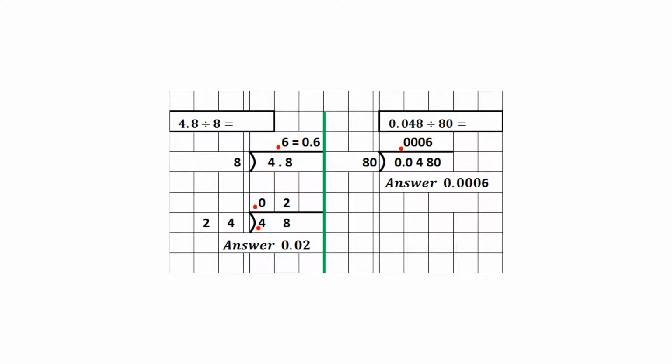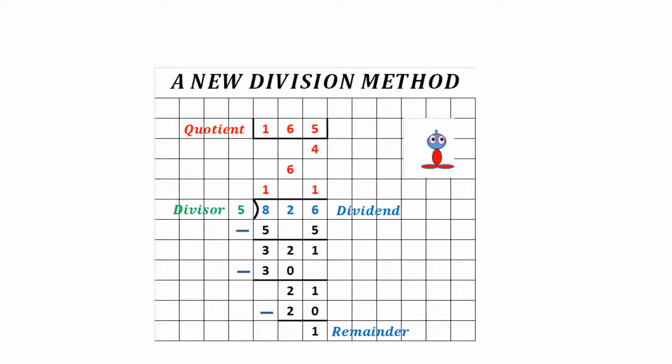Add a 0 to the 48, so it's 0.0480. Does 80 go into 480? Yes, 6 times. To check our work, 6 times 0 is 0, and 6 times 8 is 48, and that's 480. So that's our answer, but we're going to write our answer as 0.0006. So we put zeros in front of our dots.